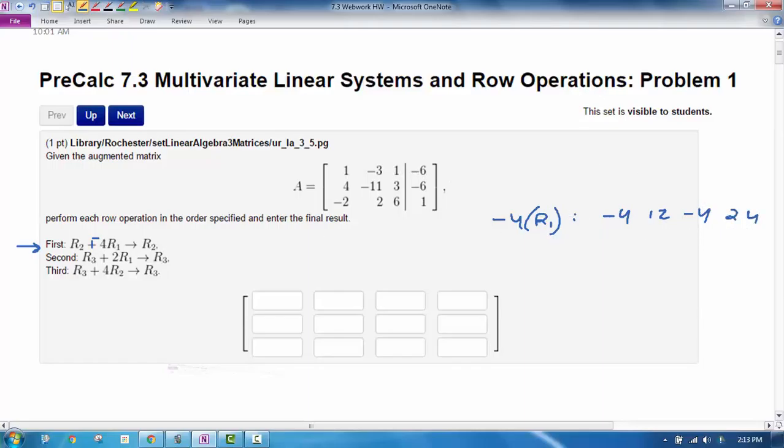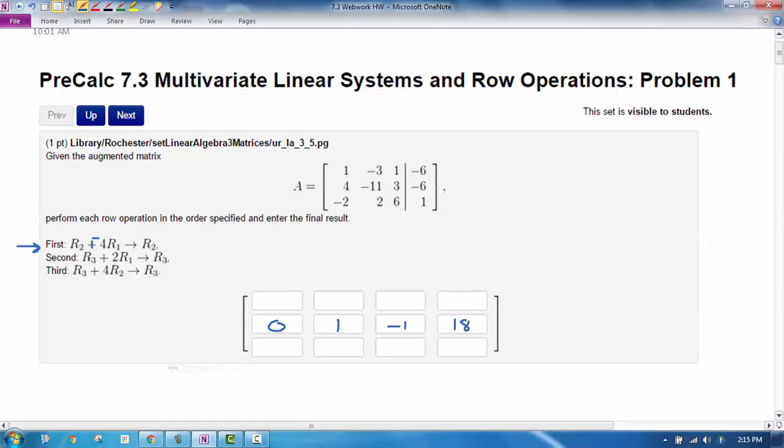Now I'm going to add that with row 2, so now imagine adding this with this row. And when you do that, you get 0, and we're going to put that in row 2. So you get 0, 12, and negative 11 make 1. And then negative 4 plus 3 make negative 1. And 24 plus negative 6 is positive 18.